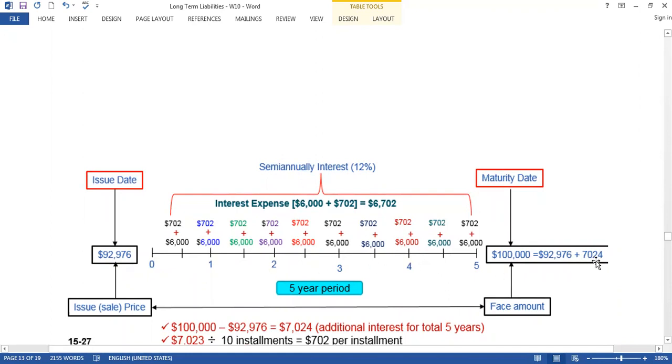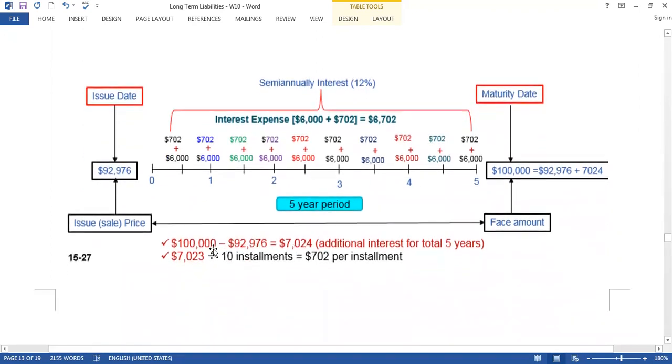Why do we divide by 10 here? Divide by 10 means every year 2 installments. So in 5 years, it is 10 times, every year 2 times. So 10 installments. You should correct it: $7024 divided by 10 installments. So every installment is $702.